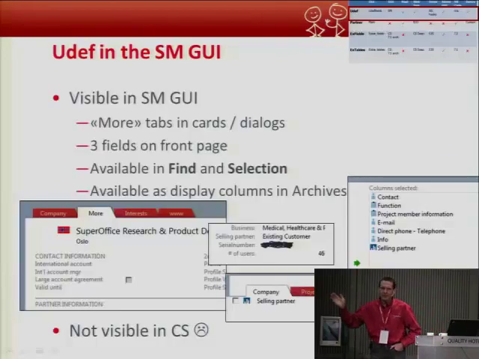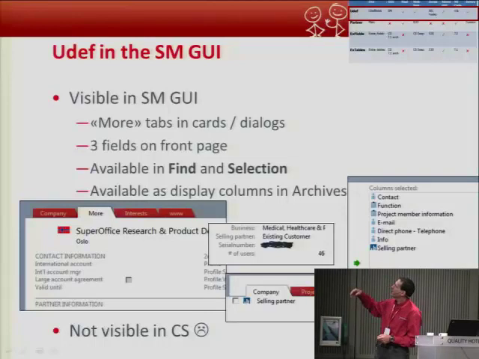And Udef fields are visible in the sales and marketing user interface. And that's one of the main characteristics. That's what they are for. And they are visible in actually quite a number of ways. Obviously, you can see them on the More page. You can choose 3 of them, and that's MDO, so you can have different 3 fields for different user groups on the front page. They will appear in column selections, they will appear in Find, in Archives, all over the place.